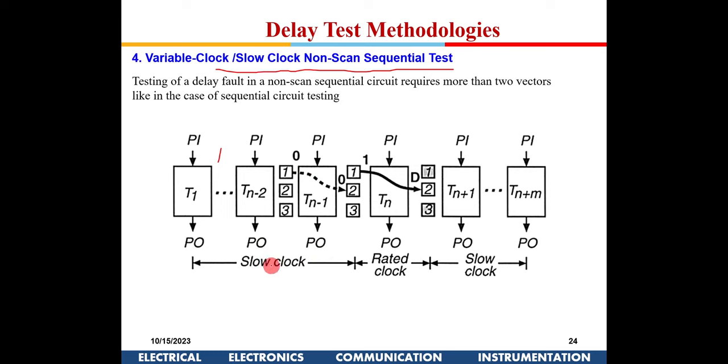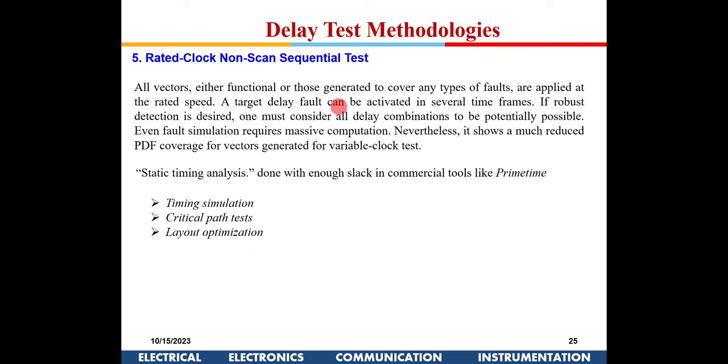So we don't have to resort to slow clocks. You can use a fast clock, do away with the time requirement, and finish the test within a given time. You can minimize the time requirement. That is known as a rated clock non-sequential test.